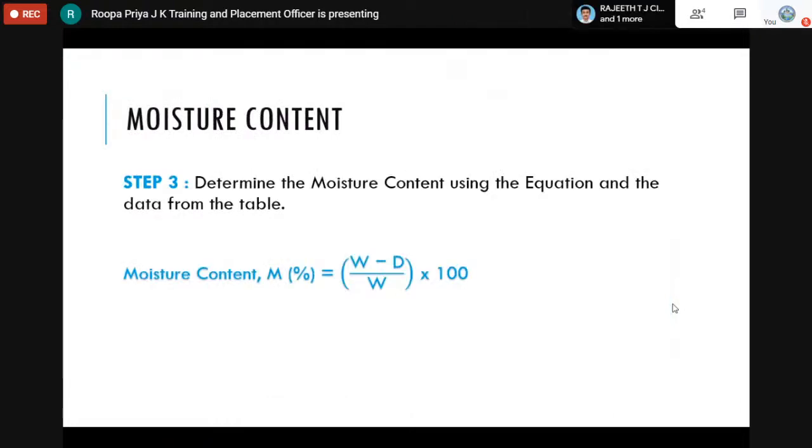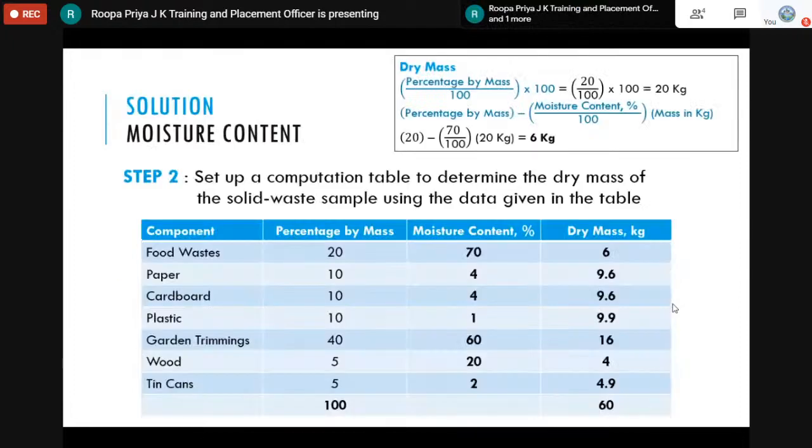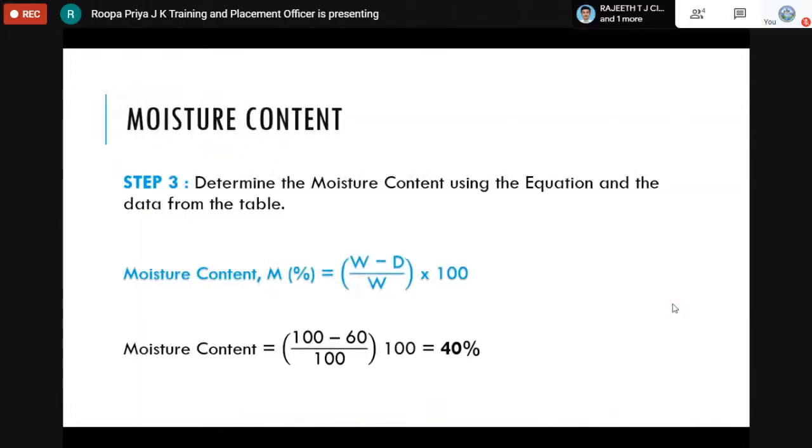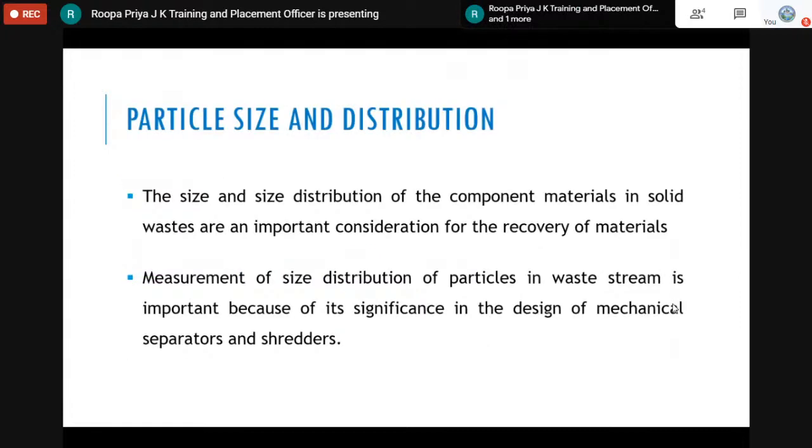So we know that the equation to calculate the moisture content is (W minus D) divided by W into 100. Here D is our 60 kg. So here goes the value 60, and then the moisture content is calculated as (100 minus 60) divided by 100 into 100, which gives you 40% of the moisture content present in this composition of the components in the municipal solid waste. So this is about moisture content.